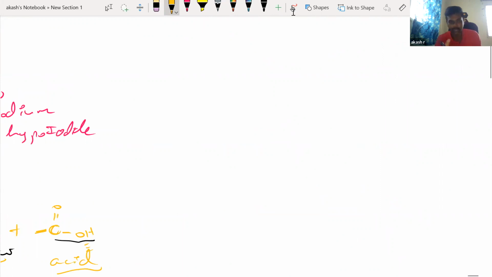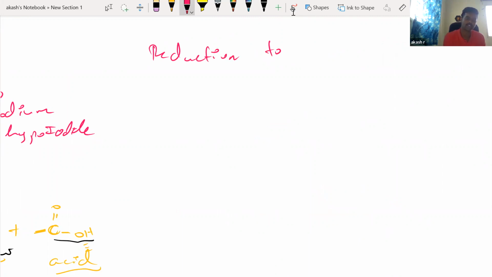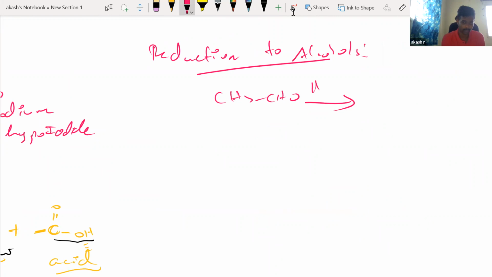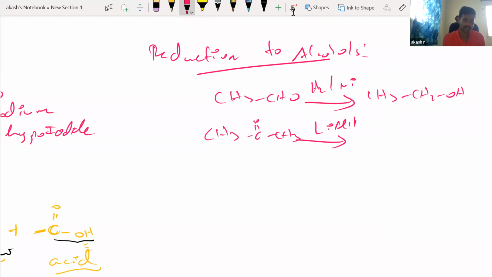We saw about reduction, but again we saw only normal reduction. Right, we saw reduction to alcohols, which we have already seen. For example, if I have CH3CHO and I go for H2 over nickel, we are going to form CH3CH2OH. Say if we have a ketone and I go for LiAlH4, I know we are going to form a secondary alcohol like this. This we have already seen.